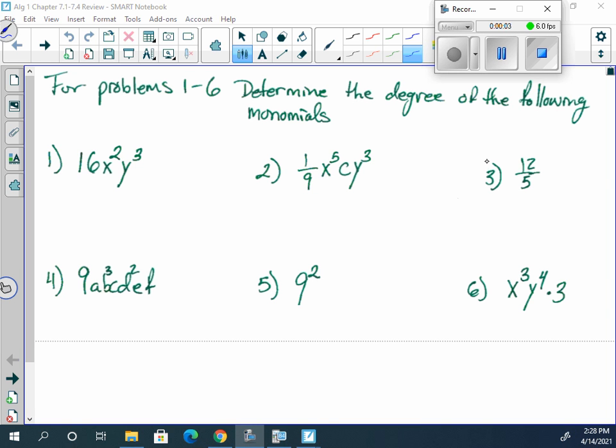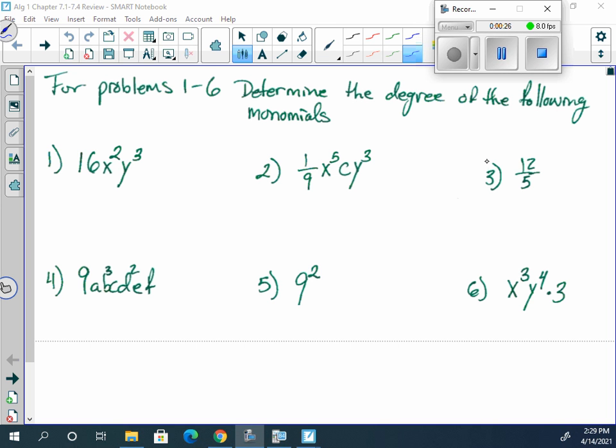So when we look at problems 1 through 6, are there any that we want to look at particularly? Or any one of those in particular you want to take out, or look at, or see done? So when we look at these first 6, we're wanting to determine the degree of the following monomials.